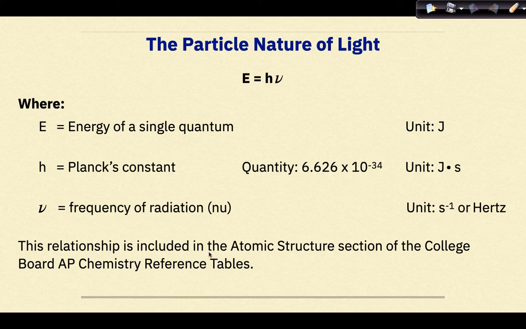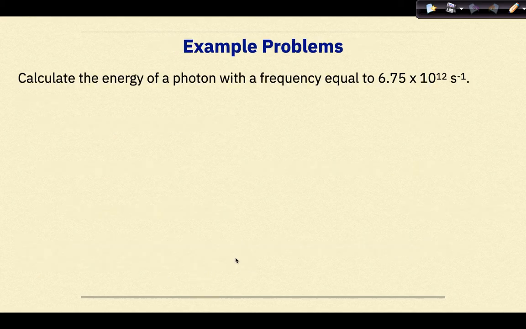This relationship is included in the atomic structure section of the College Board AP Chemistry reference tables. Let's do some example problems. Calculate the energy of a photon with a frequency equal to 6.75 times 10 to the 12th per second. To do this problem, we will use the formula E is equal to h nu.